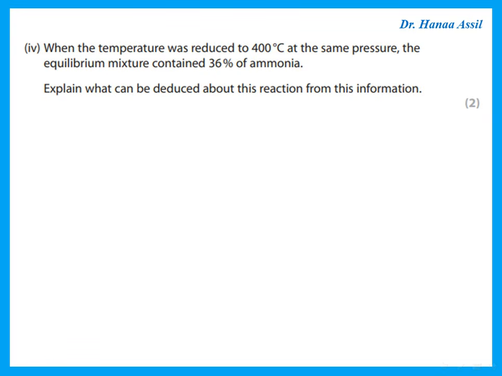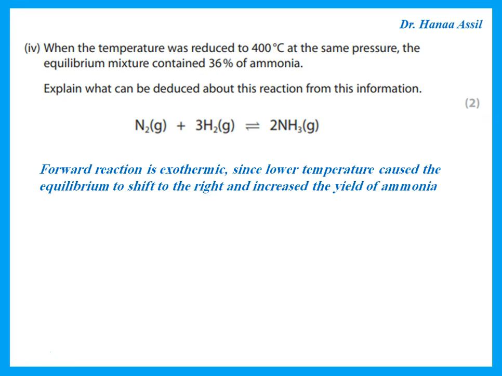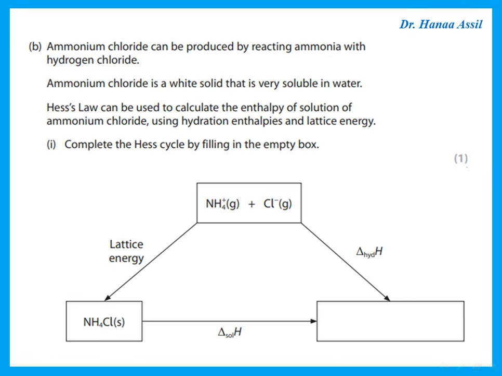When the temperature was reduced to 400 degrees Celsius, at the same pressure, the equilibrium mixture contained 36%. So we are lowering the temperature and we are increasing the amount of ammonia. That means the forward reaction is exothermic, because when he lowered the temperature, the equilibrium shifted to the right and we obtained a higher yield of ammonia. So the forward must be exothermic.